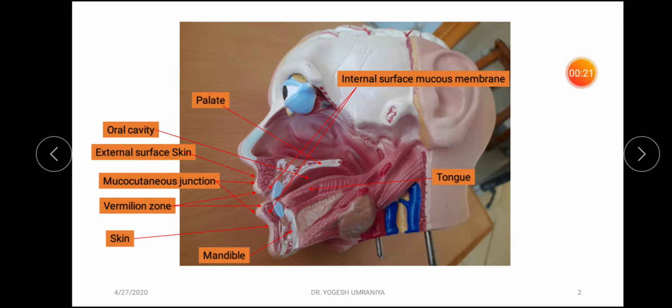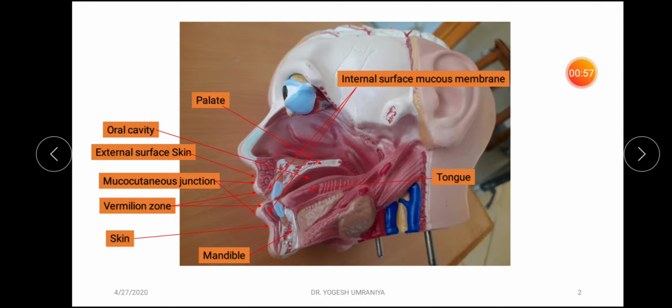In this model, we have the mid-sagittal section of the oral cavity. So this area is referred to as the oral cavity. Now above there is the hard palate, below there is the tongue as well as the mandible. Now this oral cavity is lined by the oral mucosa, which has stratified squamous non-keratinized type of epithelium.